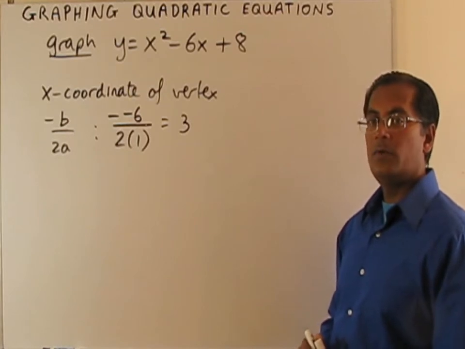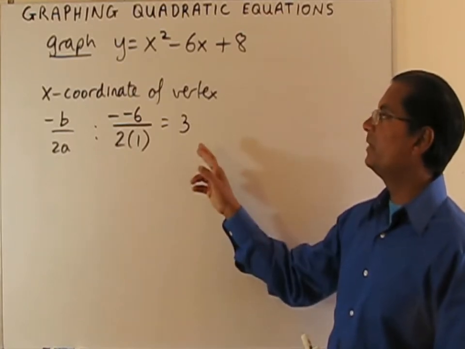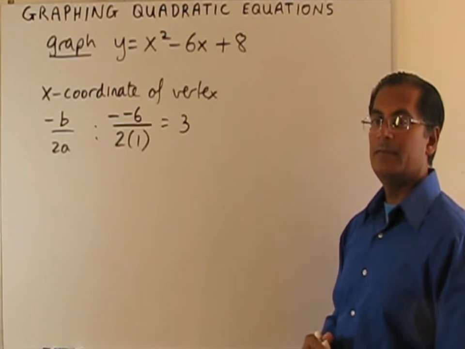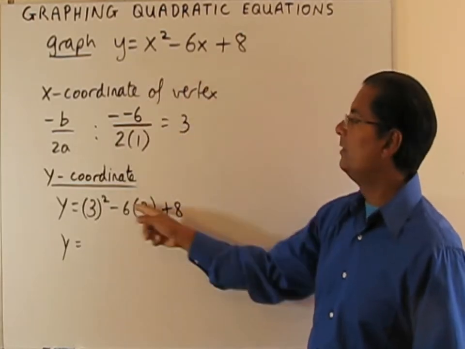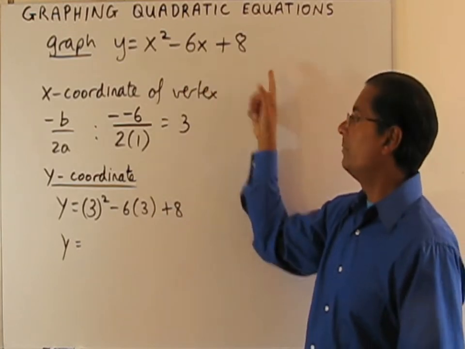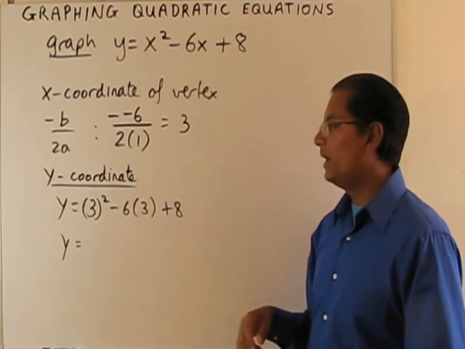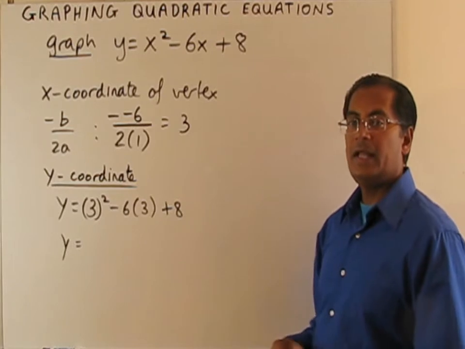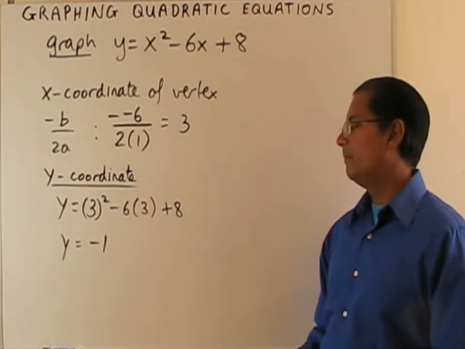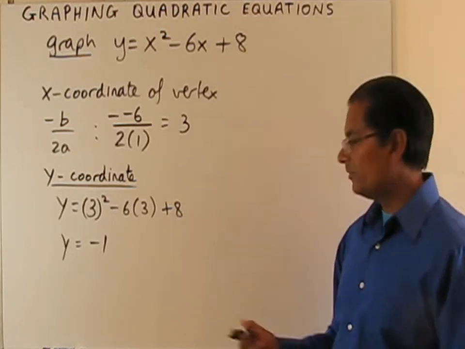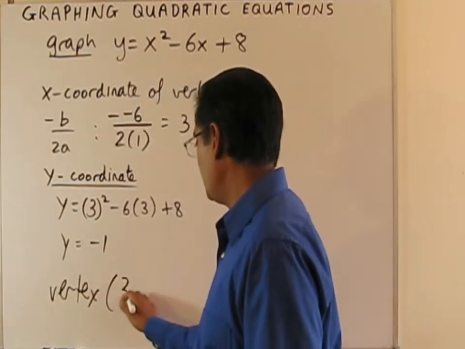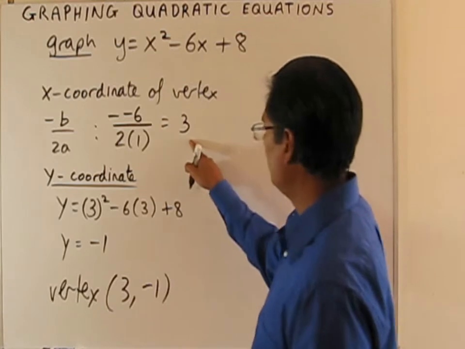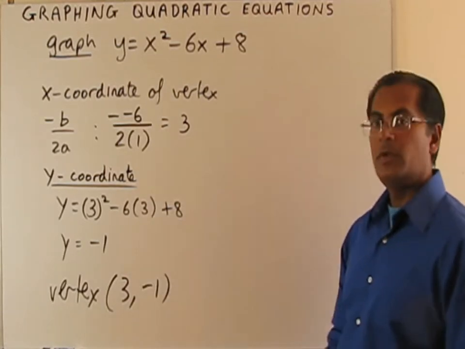To find the y-coordinate of the vertex, we need to plug this back into my equation, y equals 3 squared minus 6 times 3 plus 8. That gives me the y-coordinate, and we calculate that out to get y equals negative 1. So my vertex is at 3, negative 1, x and y. So we know the vertex.